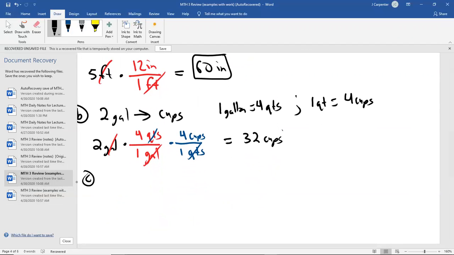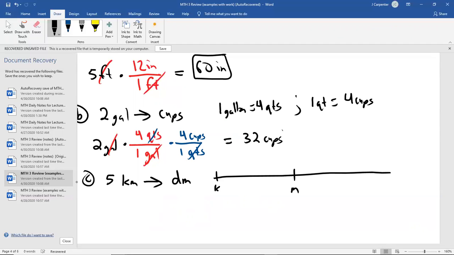C, let's go from 5 kilometers to, what do I want to do? Let's get weird with it. Decimeters, lowercase d. So as a reminder, we have our meters in the center.